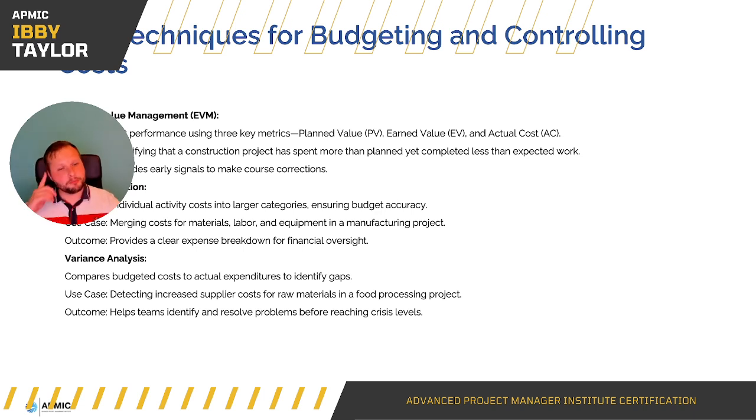Cost aggregation combines individual activity costs into larger categories, ensuring budget accuracy. For example, merging the cost for materials, labour and equipment in a manufacturing project, bringing them all together, and it gives you a clear expense breakdown for financial oversight. And then variance analysis compares budgeted costs to the actual expenditures to identify gaps. So detecting increased supplier costs for raw materials in a food processing project.